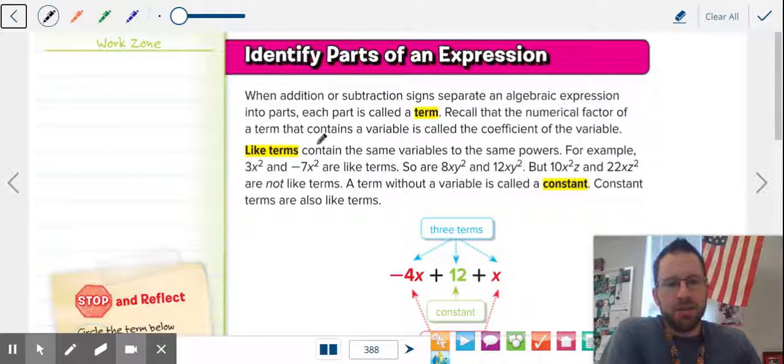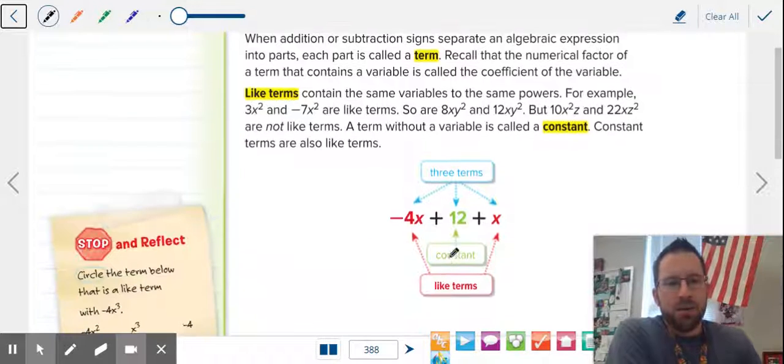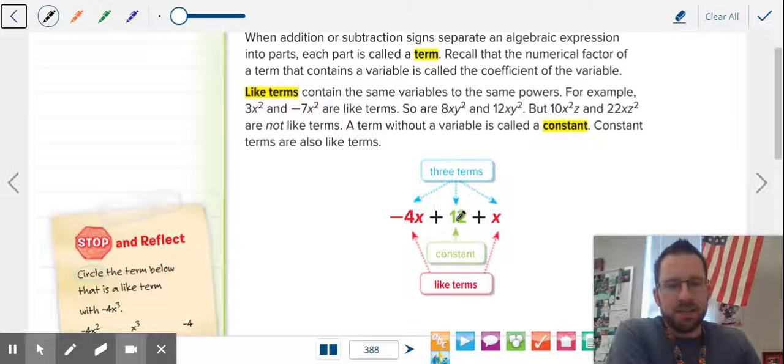Now, like terms are terms that have the same variable. So these red ones are like because they both have x. The green one is not like because it doesn't have an x. Now, a number that does not have a variable is called a constant because it does not vary. These will vary because they have a variable. And what a variable does is it can change. To vary means to change.